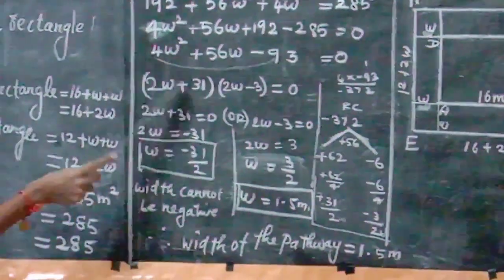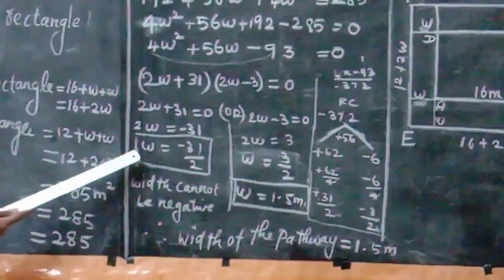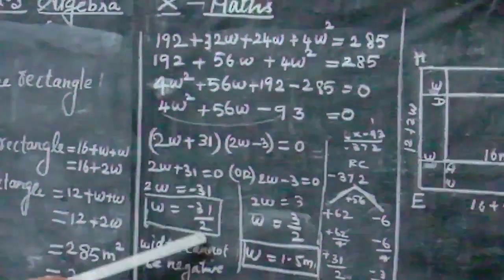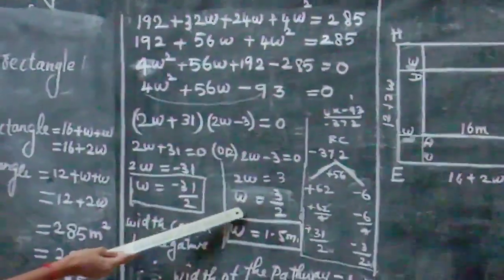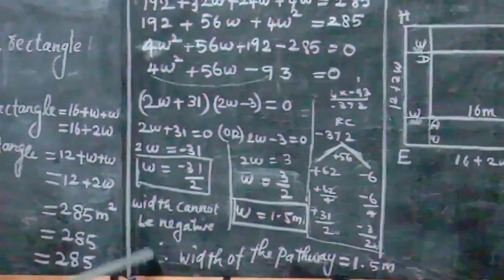This plus 31 goes to the other side: minus 31. W is equal to minus 31 divided by 2. And 2W is equal to 3, so W is equal to 3 by 2.